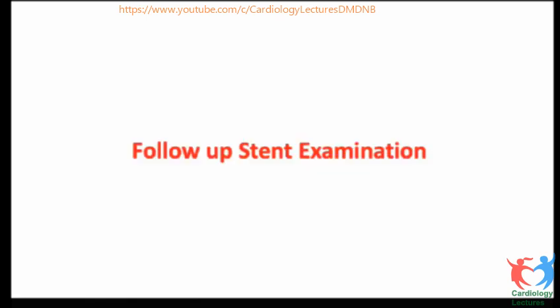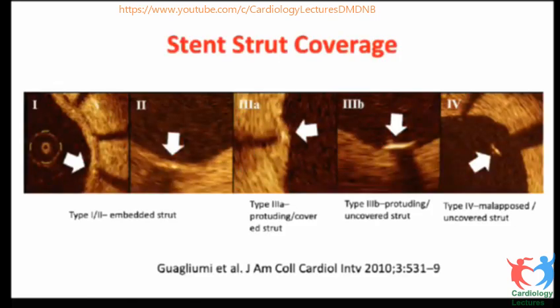Okay, two words about the follow-up examination. Because of its high resolution, it helps in screening patients for tissue coverage of your struts. Similar to apposition, tissue coverage is differentiated into four types. One is embedded and covered. The second one is protruding and uncovered. The third one is protruding and covered. And the fourth one is malapposed and uncovered. So this is how we classify stent strut coverage.